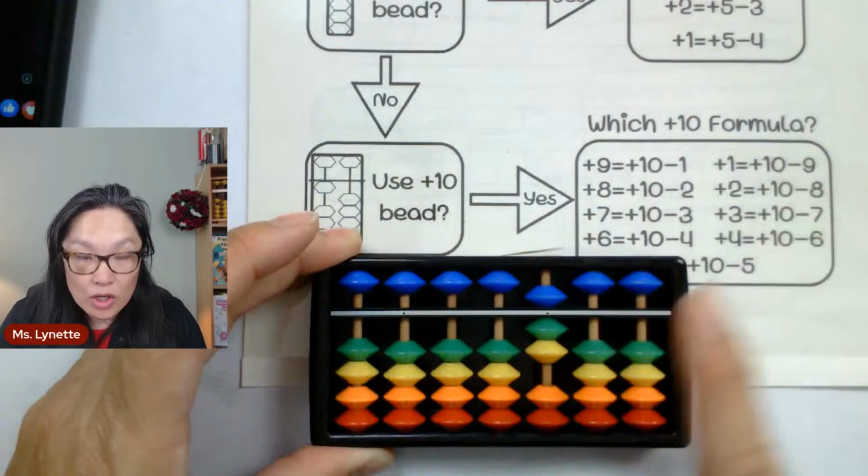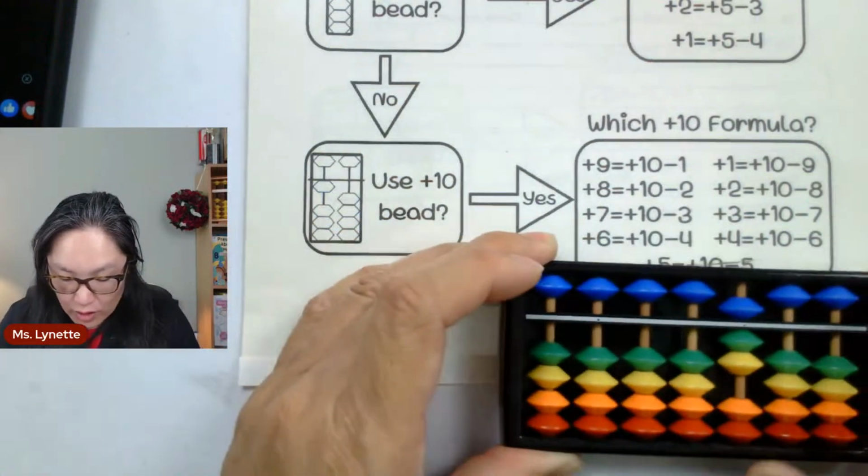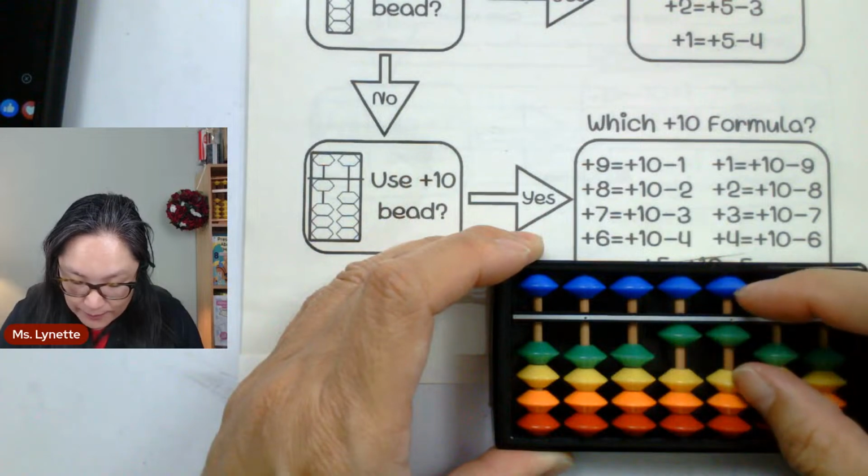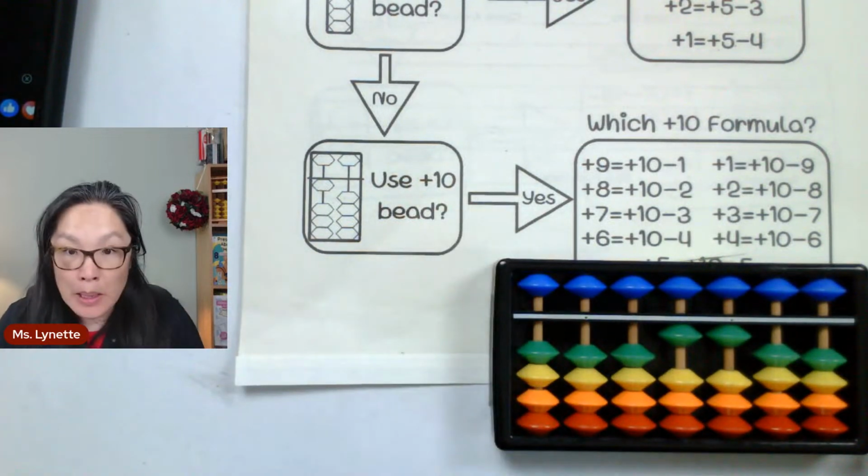And then, yes, I do. Because we're adding the 4, what we need to do is plus the 10 and then take away the 6. And my final answer is 11.